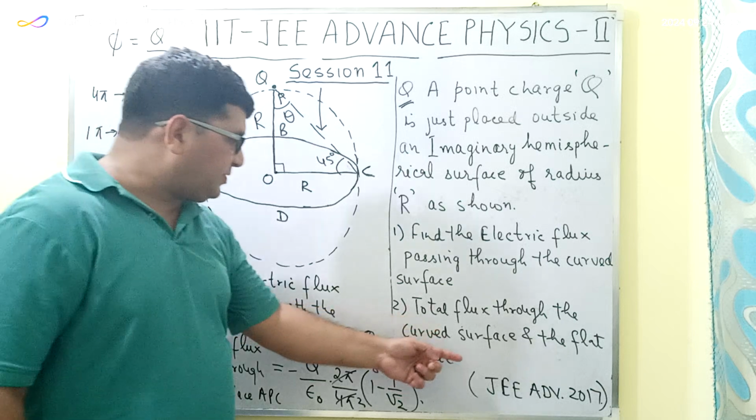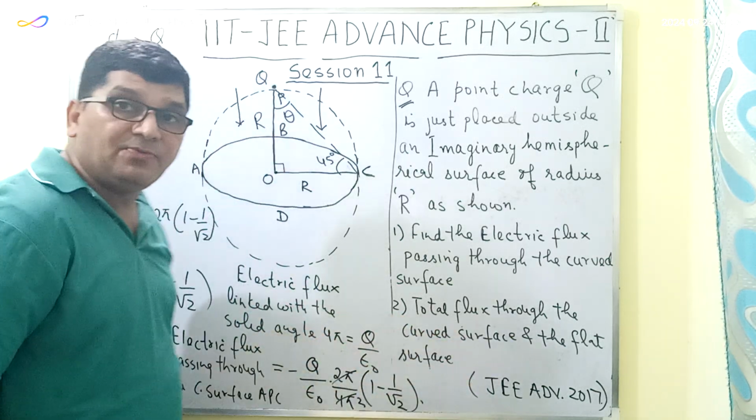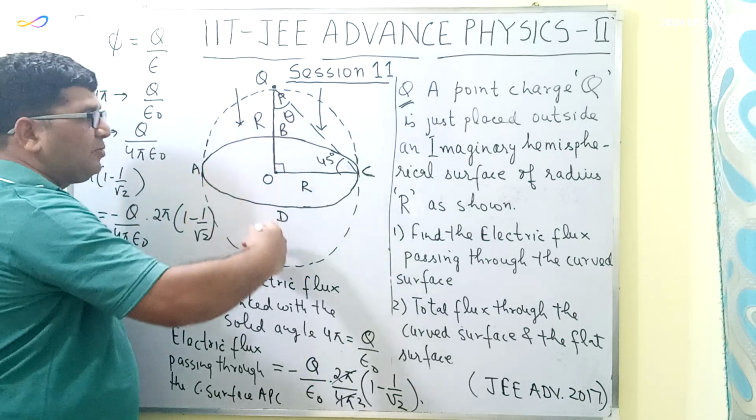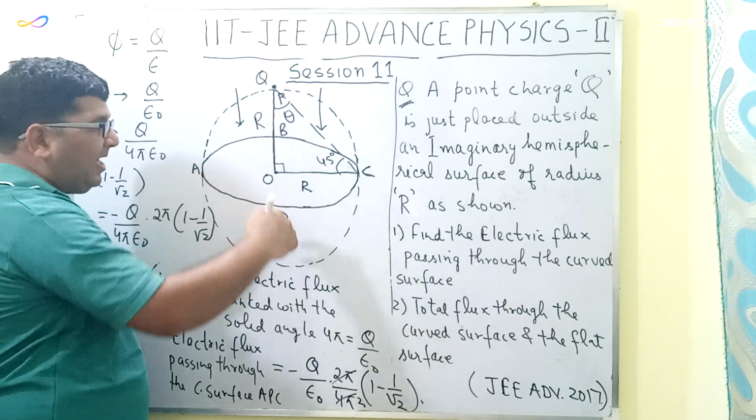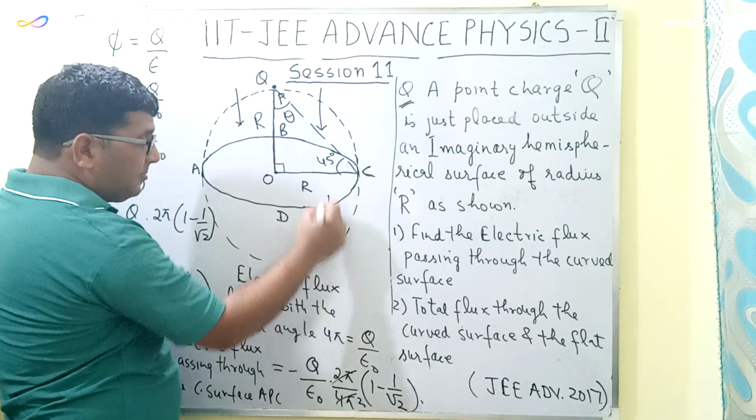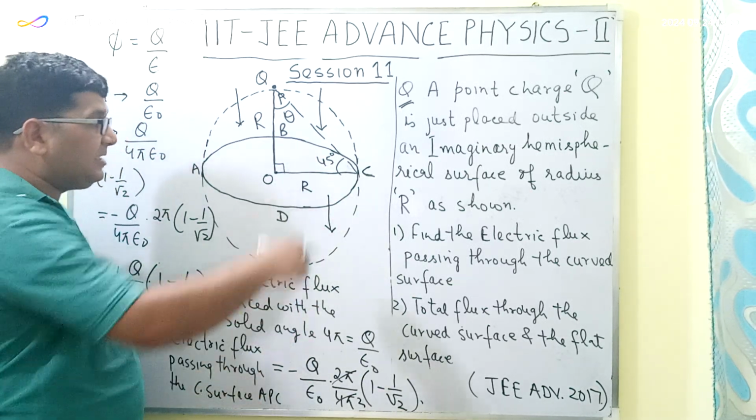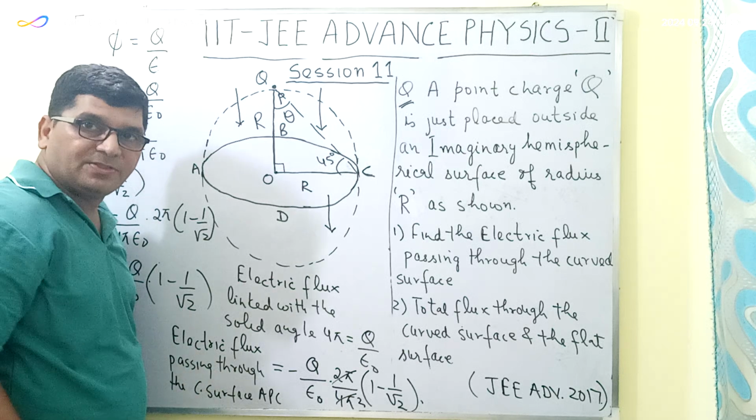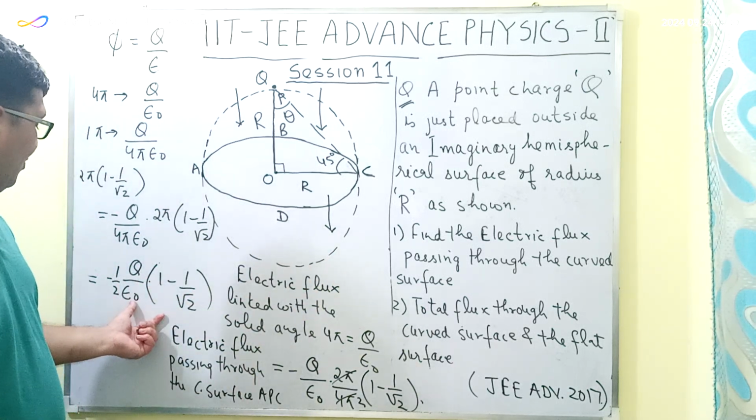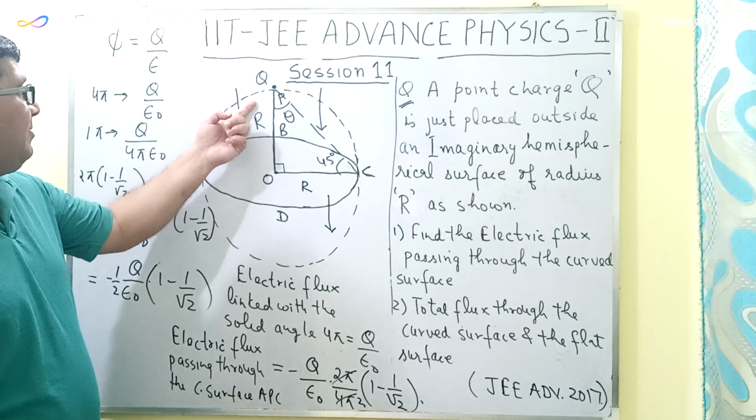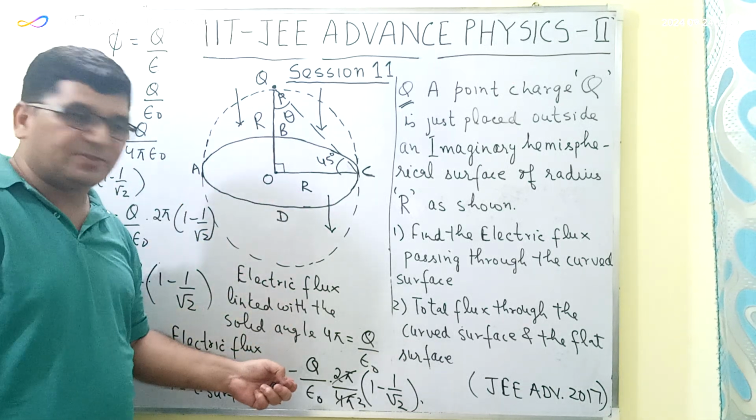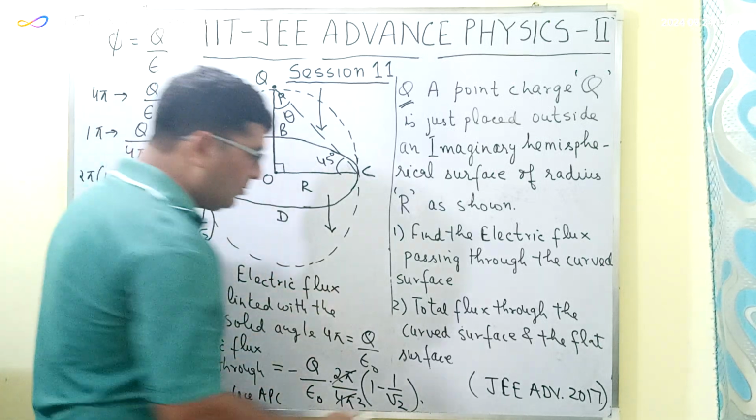Now the total flux passing through the curved surface and the flat surface will be 0, because the flux which is passing into this curved surface will also be passing through this flat surface, but this flux will be passing away from the curved surface. That is, it will be leaving the curved surface. So when it is leaving, this same flux which was negative for the curved surface APC will be positive for the flat surface ABCD, because it is leaving the surface. So the sum of these two will be equal to 0.